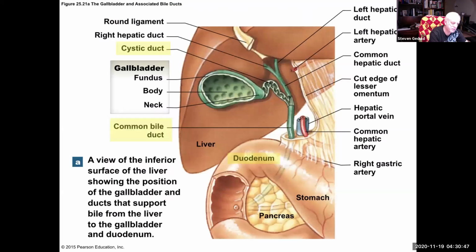Okay, so here's your summation one more time. Here's your gallbladder. Cholecystokinin causes this to contract. So bile will flow into the cystic duct again, and it'll travel down the common bile duct. The hepatopancreatic sphincter opens up, which is this right here, and now bile can flow into the duodenum of the small intestine.